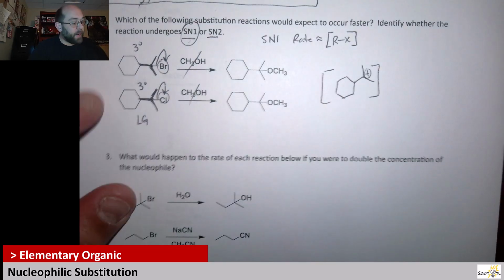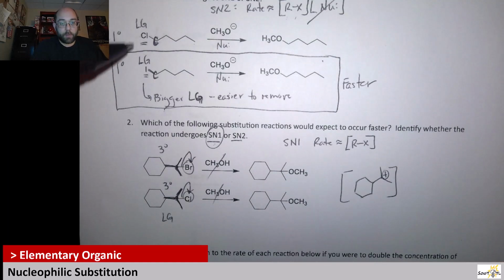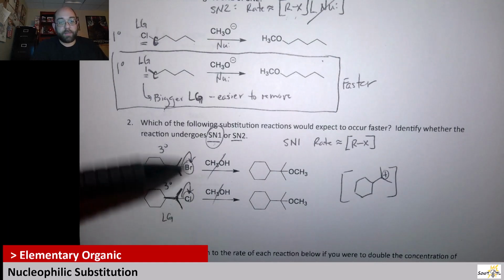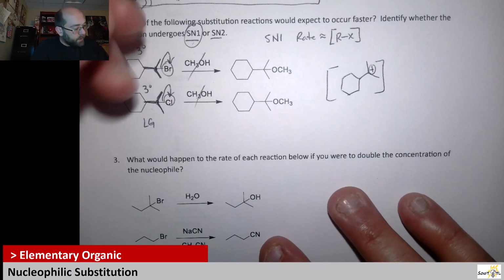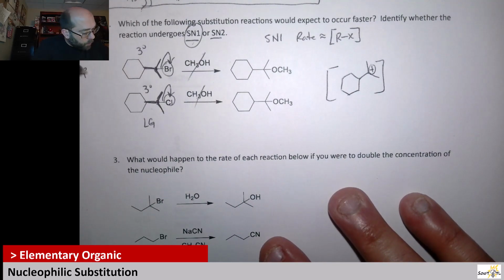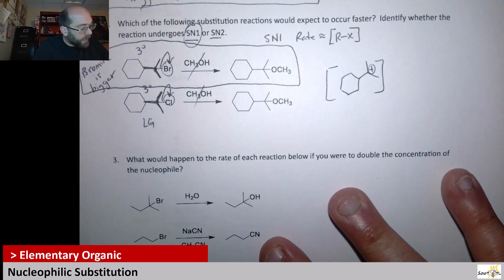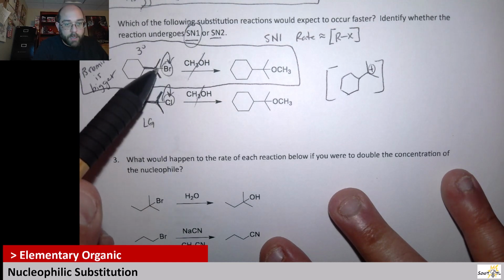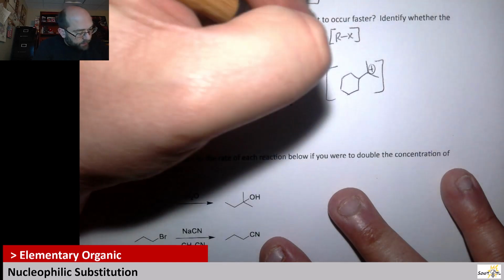Now from here, what does that mean? Well, same idea as what we just did in question number 1. The only difference is our leaving group here. So which one's a better leaving group? The bigger one. Bromine is bigger. Therefore, this will be the faster reaction. It's going to be easier to break the carbon-bromine bond than it is the carbon-chlorine bond. So this one's faster.